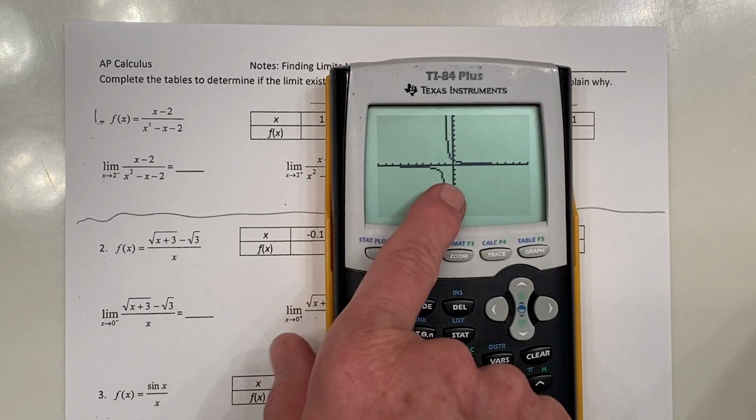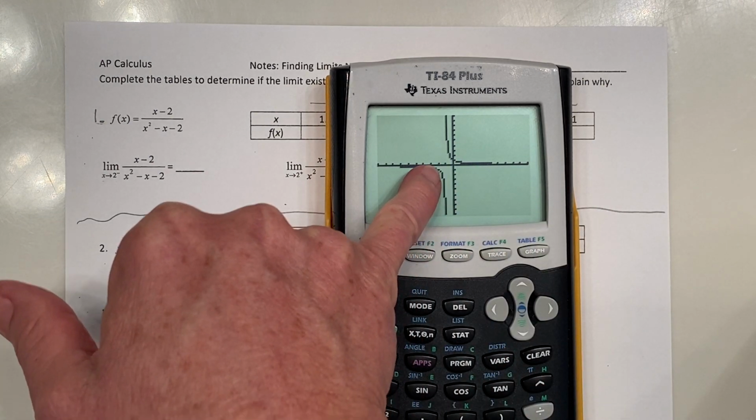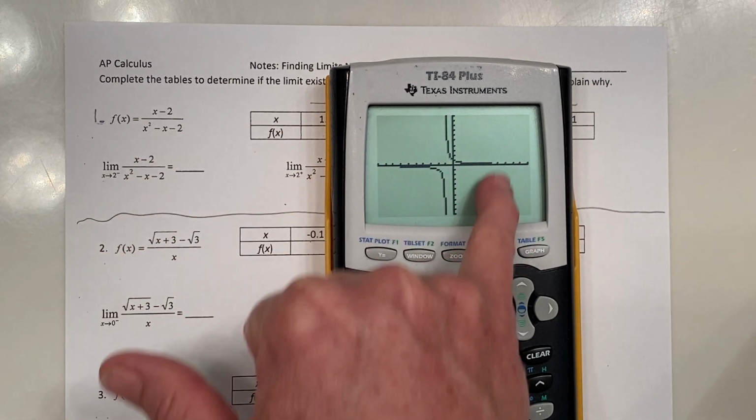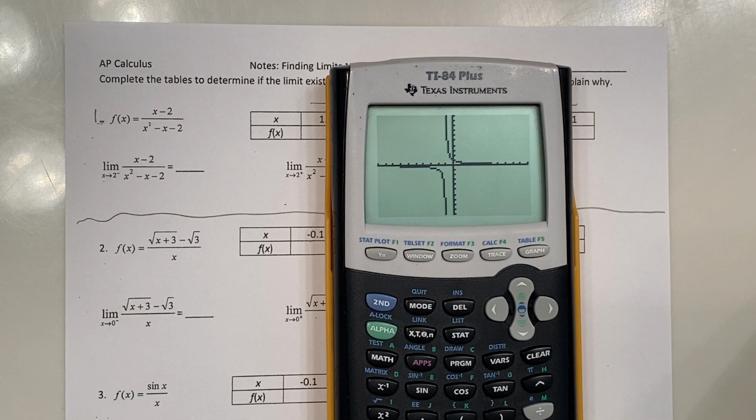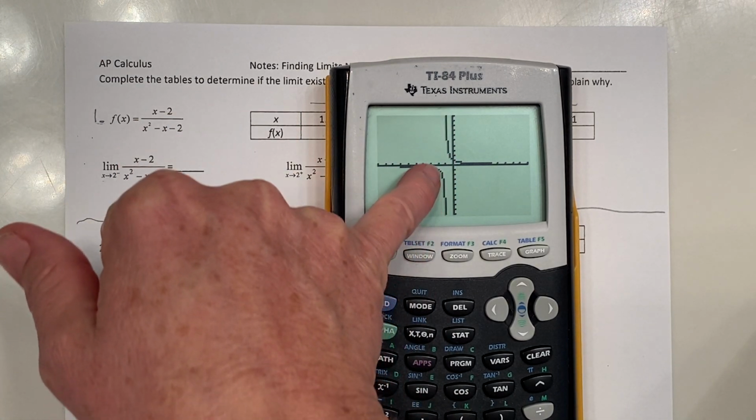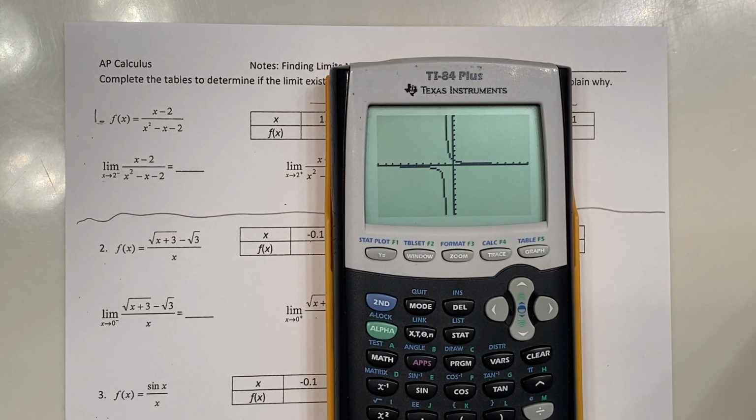It appears that there's a vertical asymptote maybe at x equals -2, maybe. It's kind of hard to tell. I could readjust the window and get a better picture if I wanted to. But it appears that I do have a vertical asymptote, as suggested by the graph, at x equals -2.